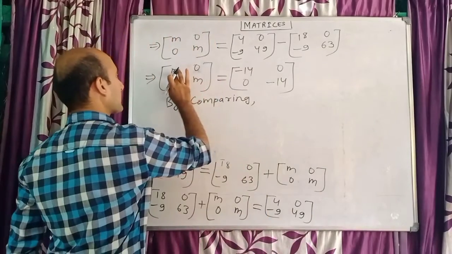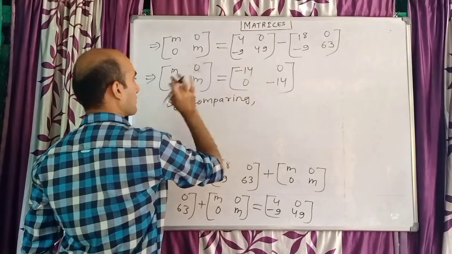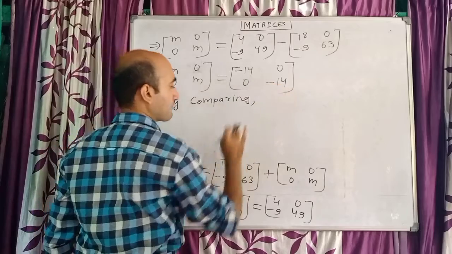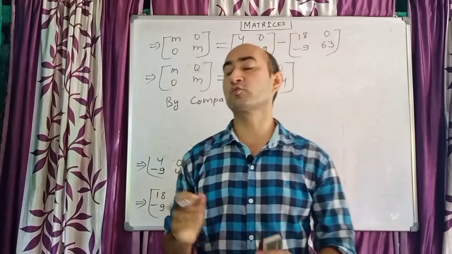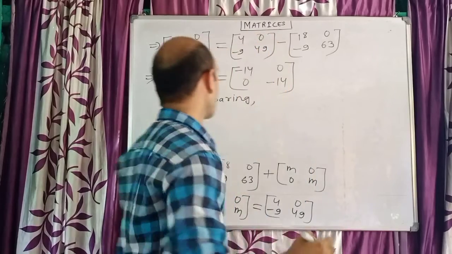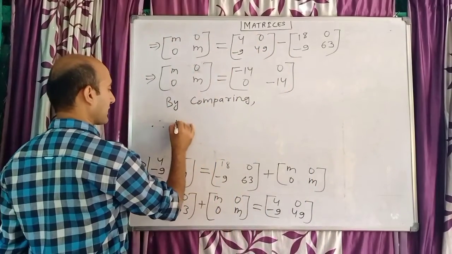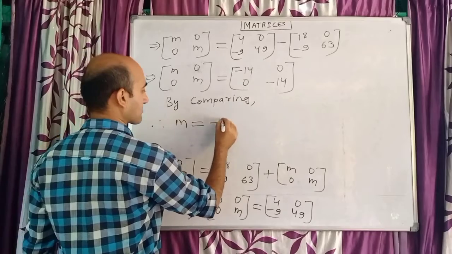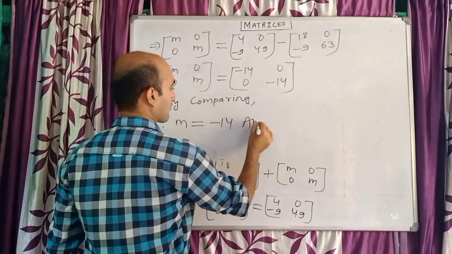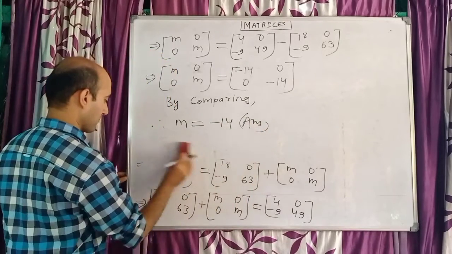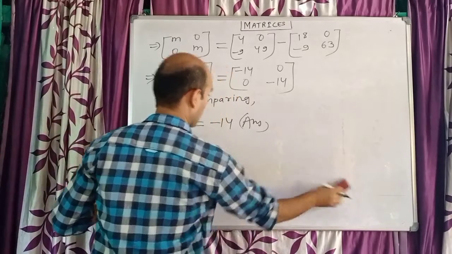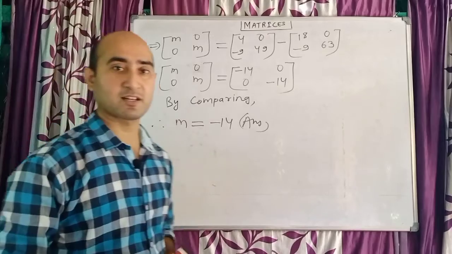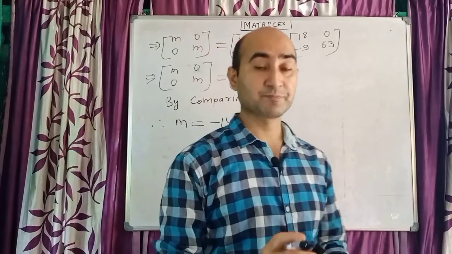Why? Here also the place of m is taken by minus 14, and here also the place of m is taken by minus 14. First with first, second with second, third with third, fourth with fourth. That way we compare. So, finally, I can say by comparing, we get the value of m as minus 14. So, the value of m is minus 14, children. This is what we got the answer. So, value of m is minus 14. I hope, children, you understood.